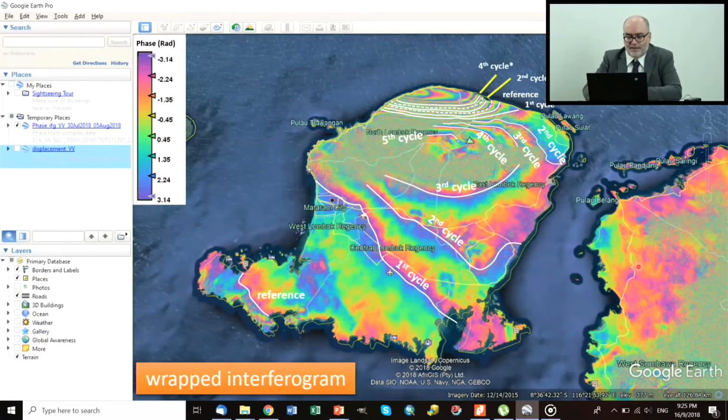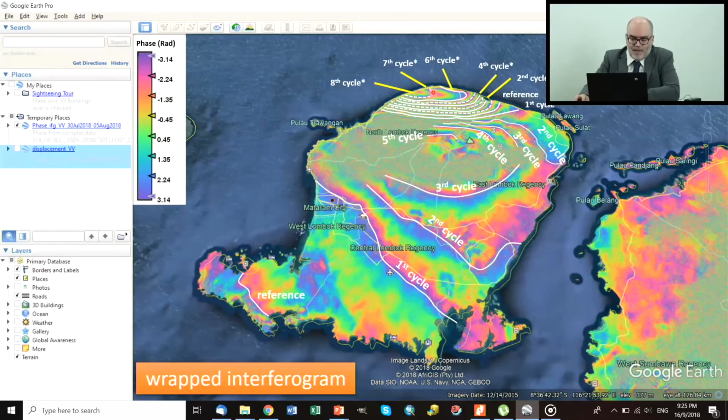First, the second, the third, the fourth, the fifth, the sixth, the seventh, the eighth cycle, but with a different sequence of colors. This means what? As we said before, we have to interpret this sequence of colors as movement away from the satellite or towards the satellite. In the first case, in the southern part of this interferogram, we are going away from the satellite, while in the northern part of the interferogram, we are going towards the satellite. So we can say that this central region is subsiding while the northern region is uplifting.